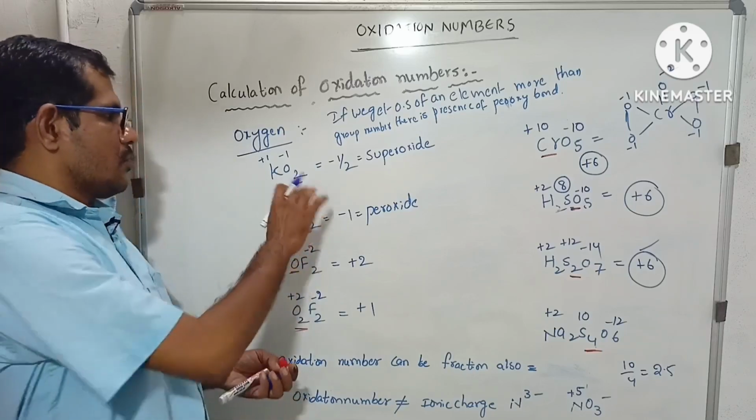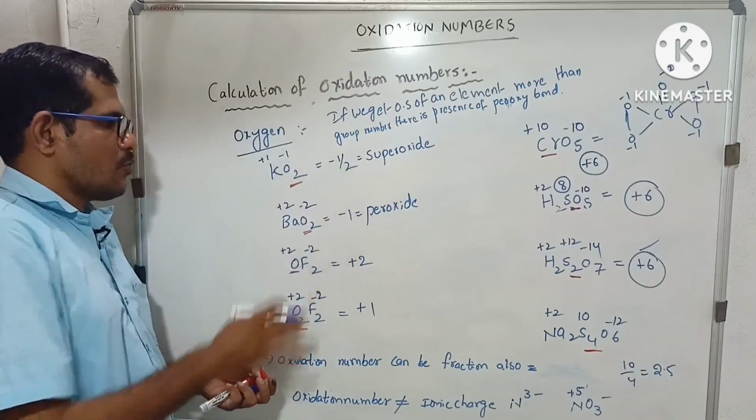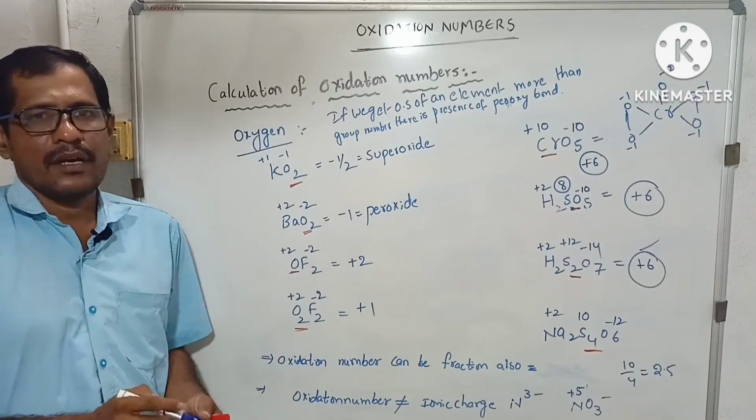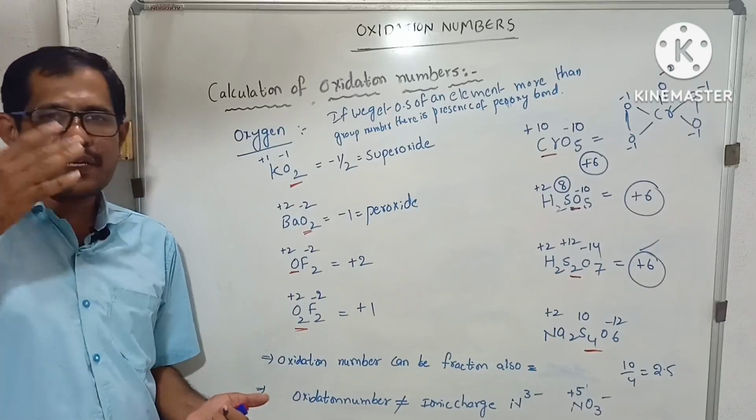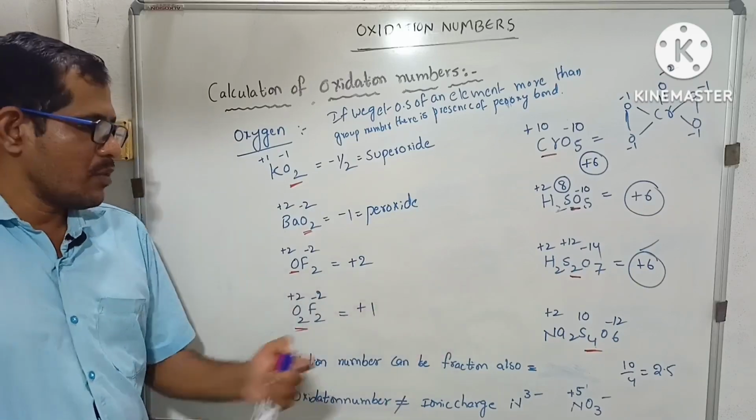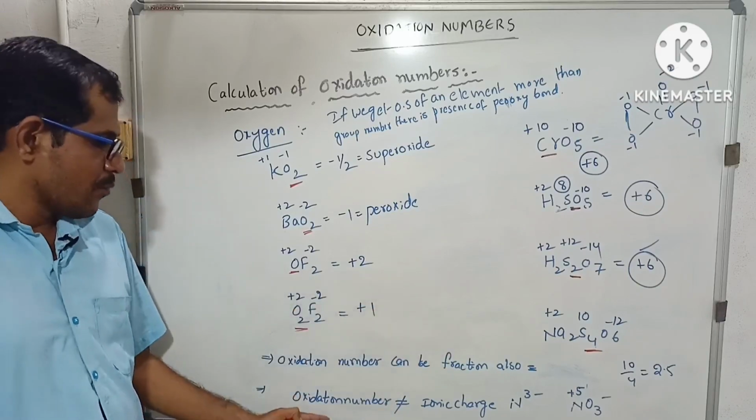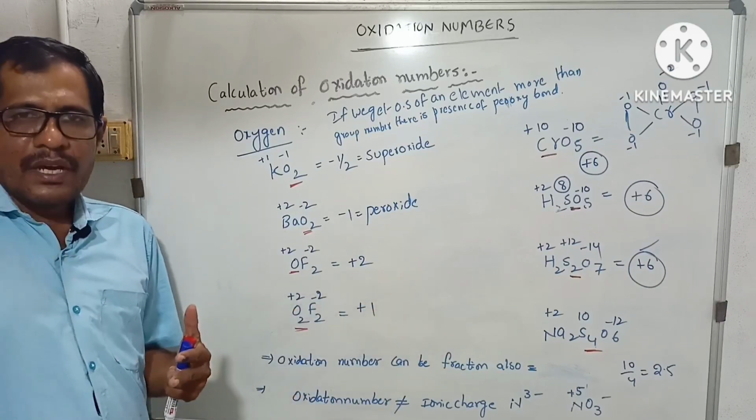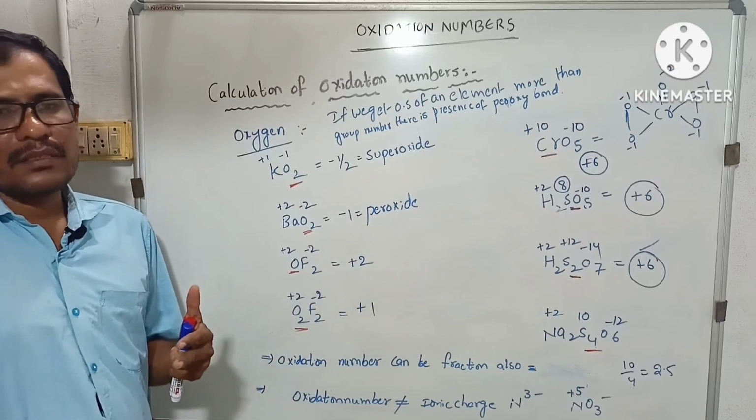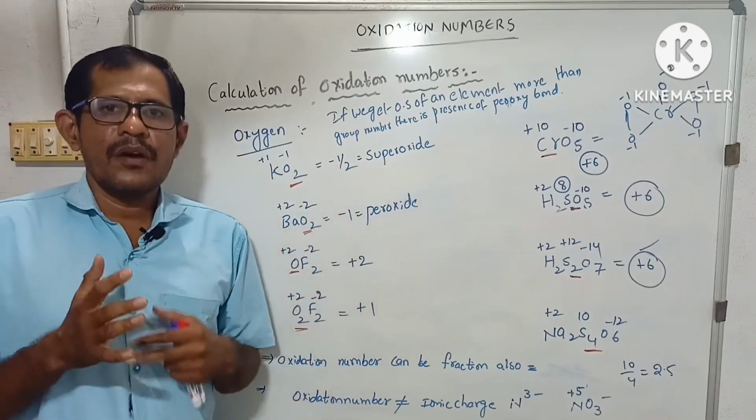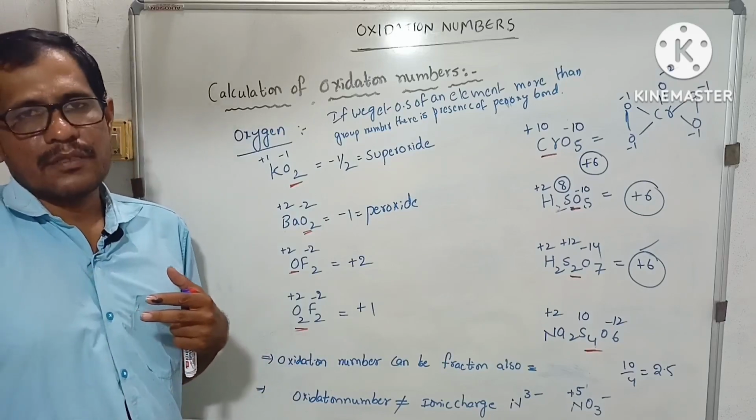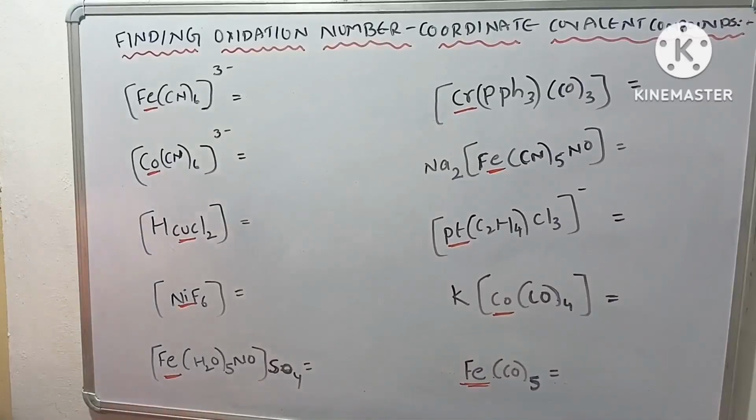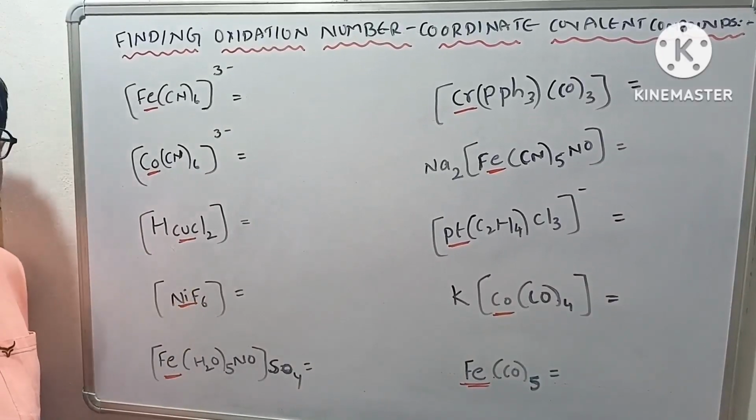So for oxygen, there are 3 kinds of bonding involvement: superoxide, peroxide, right? And oxygen shows plus 1 oxidation state also. Oxidation number can be a fraction also; the example is Na2S4O6, right? Oxidation number may be equal to ionic charge or may not be equal to ionic charge, right? If you get the oxidation number more than the group number, then there is the presence of peroxy linkage. Finding the oxidation state for coordination compounds.